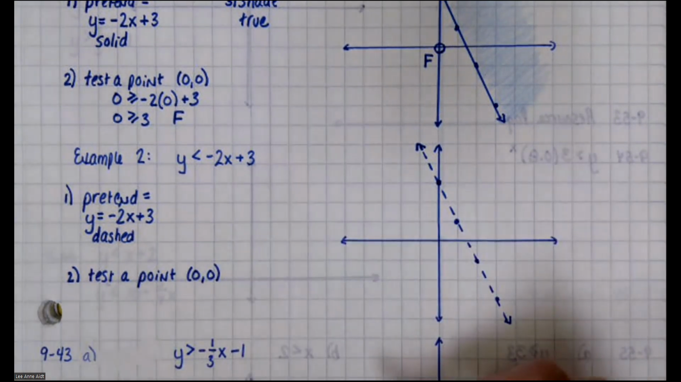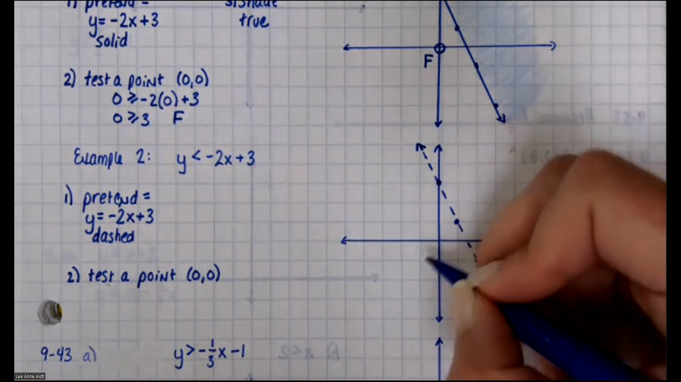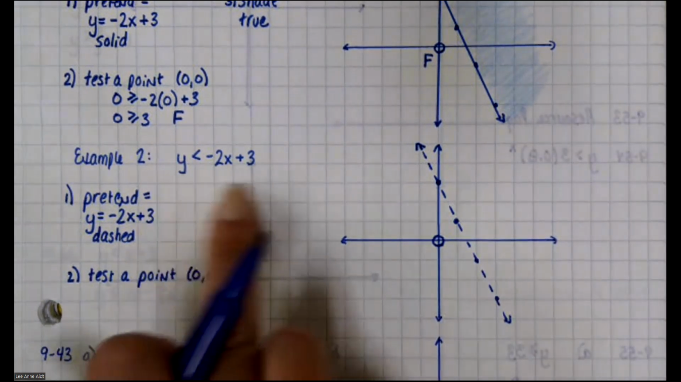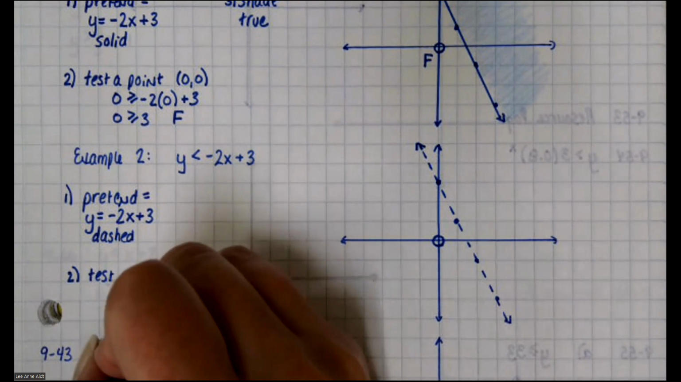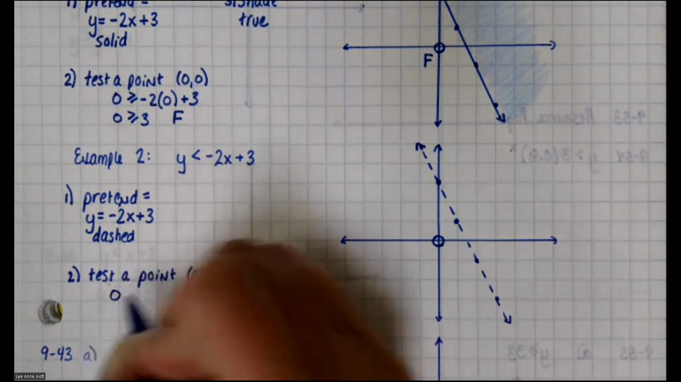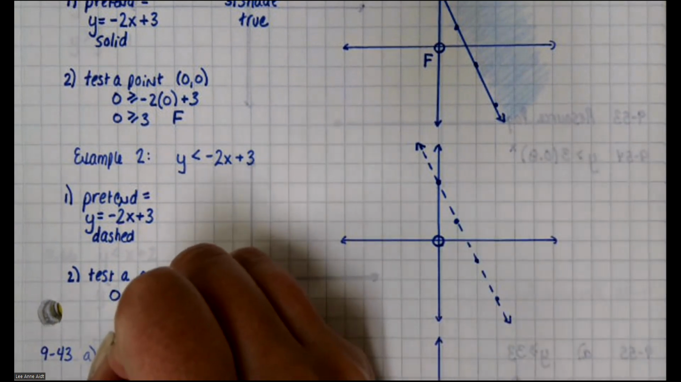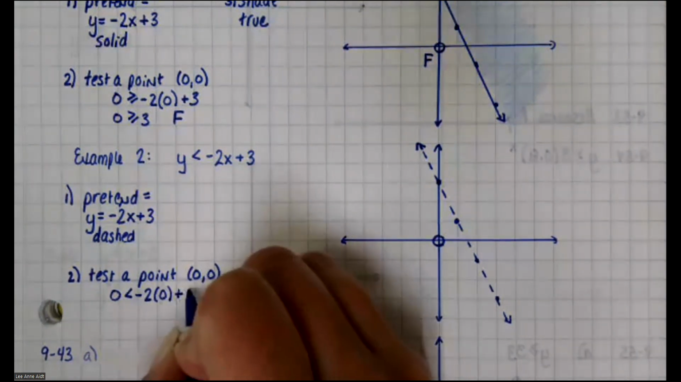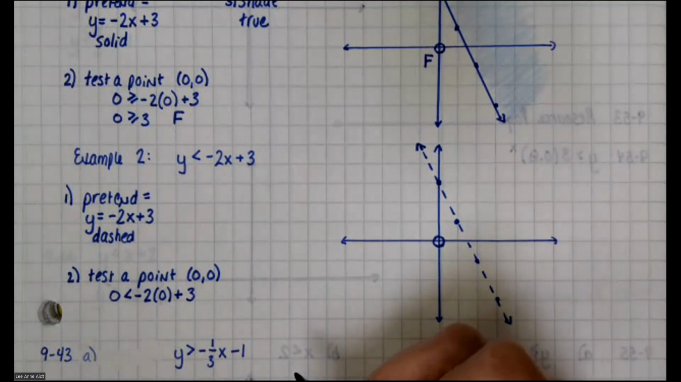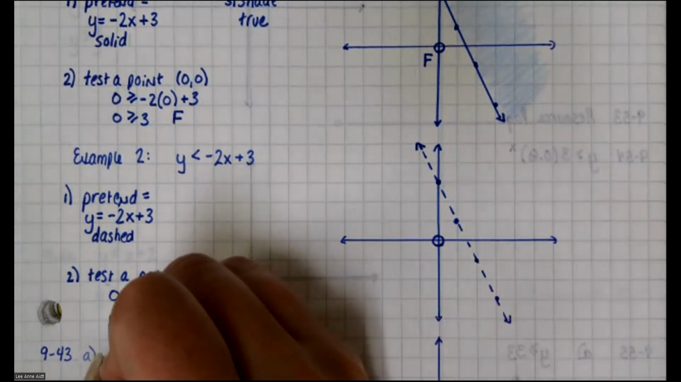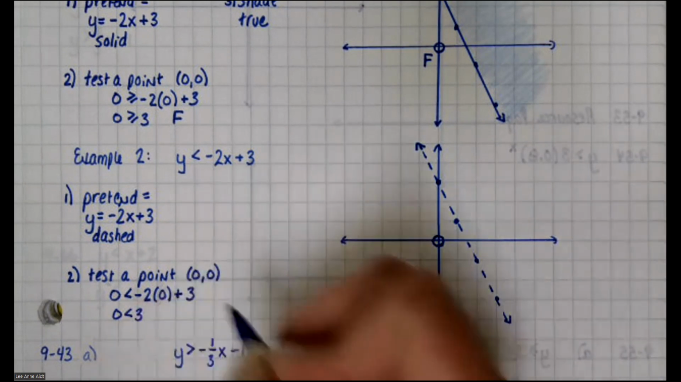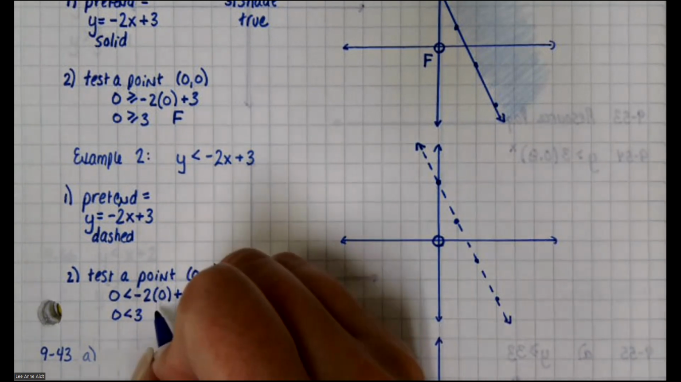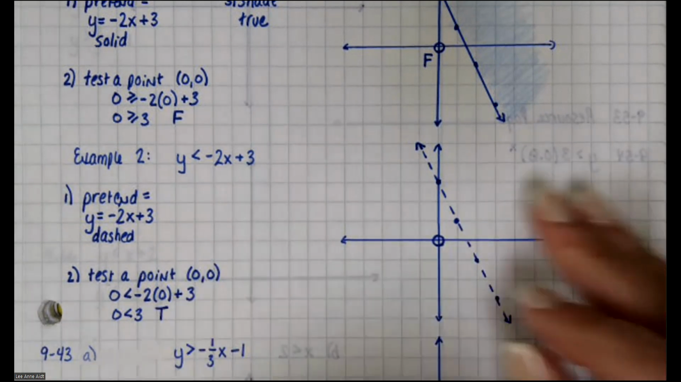I don't think the testing is going to change. I'm still going to test 0, 0, which I'm going to note right here. I think we're still gonna get the same result. So, oh no, we're not. 0 is less than -2 times 0 plus 3. 0 is less than 3. True. 0 is indeed less than 3.